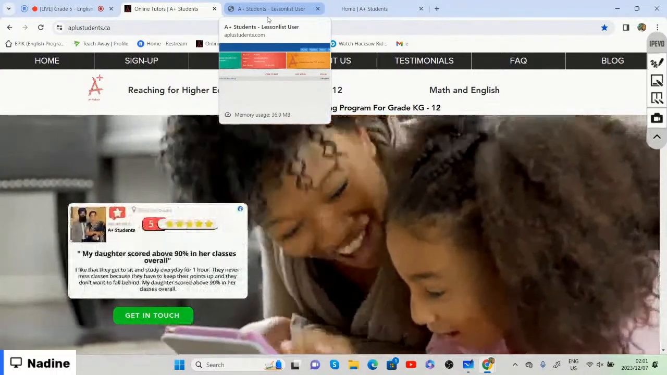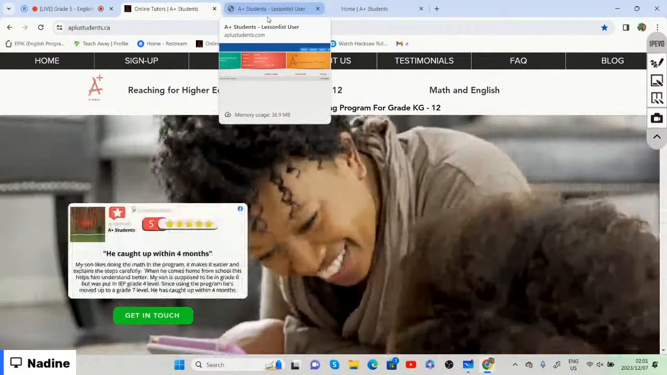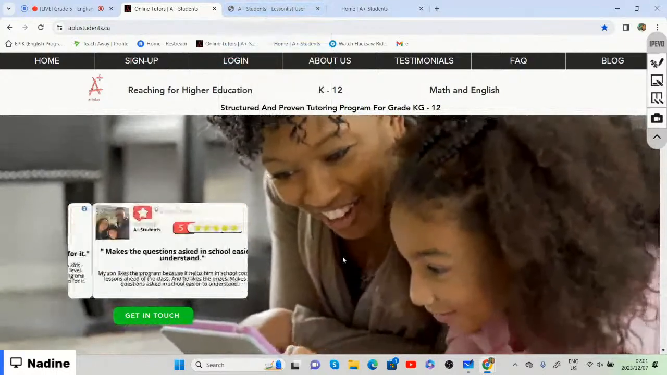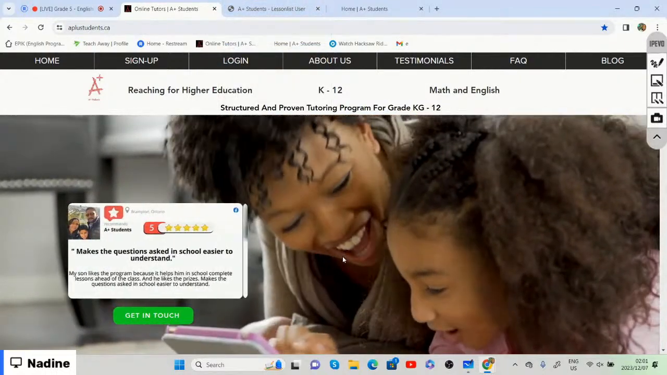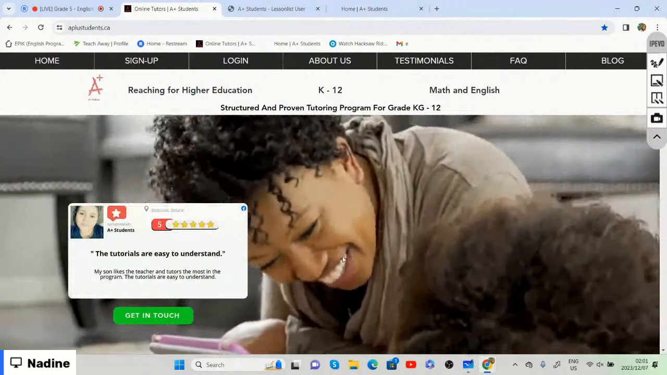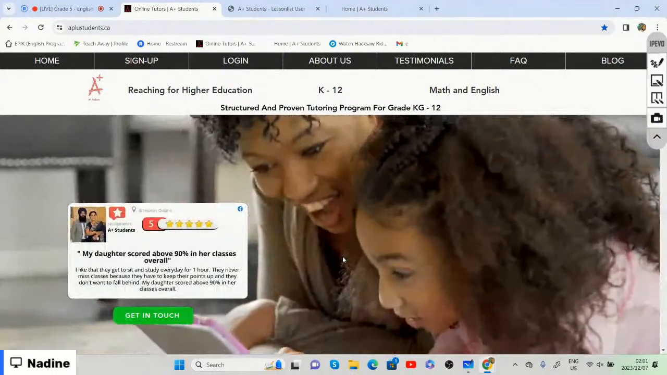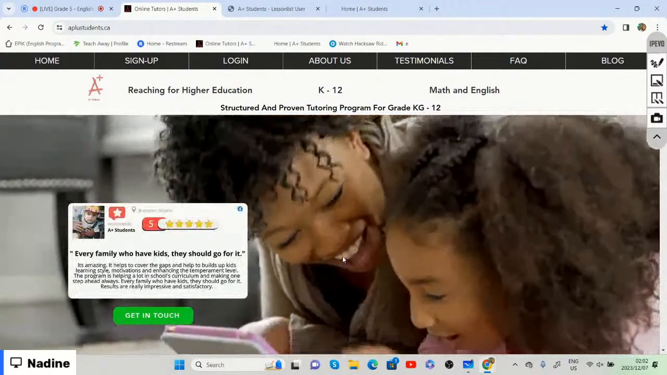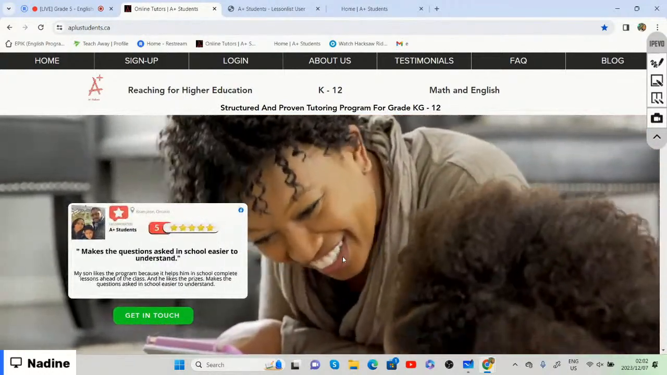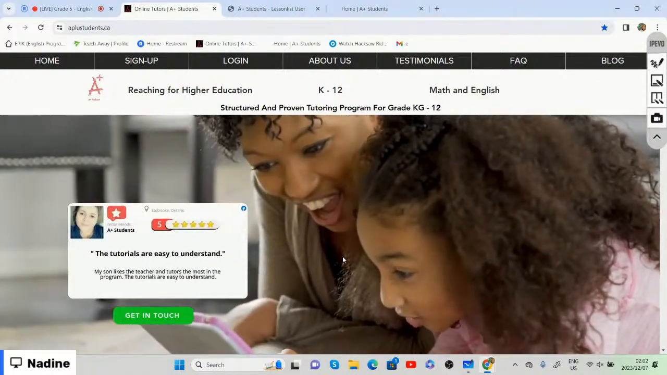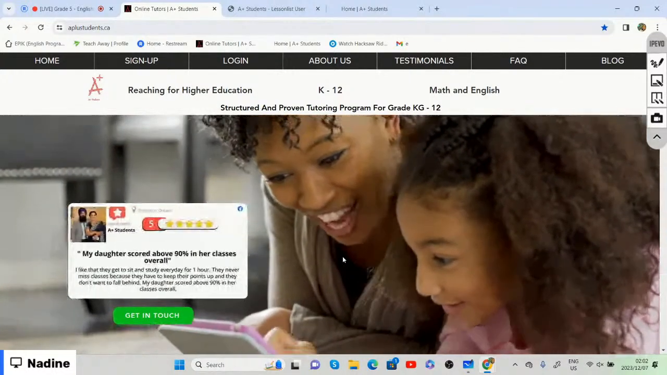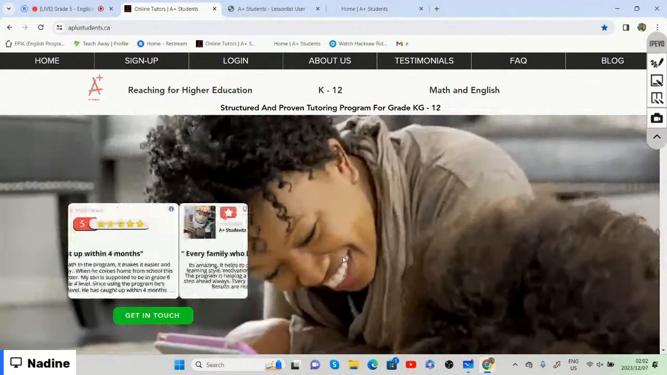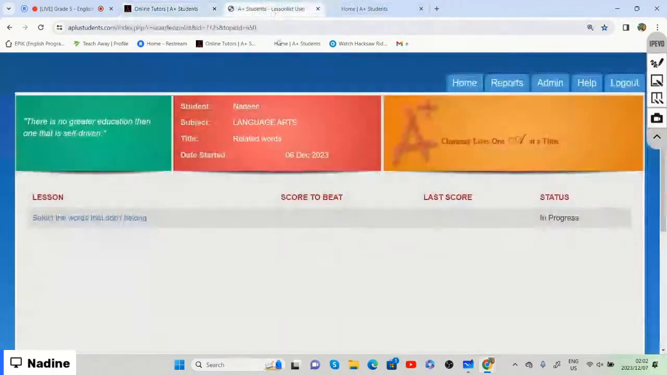Once you have logged into aplusstudents.ca with our username as well as our password, we're going to select the subject of language arts, grade 5. After we select grade 5, we're going to scroll down until we get to the chapter of related words.